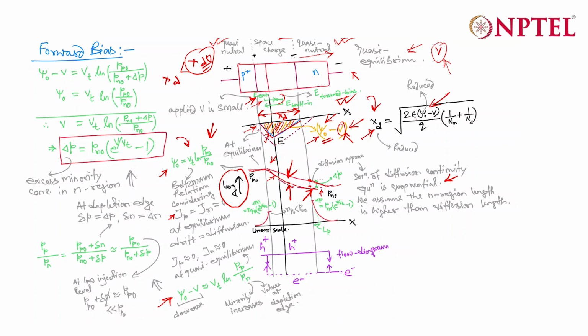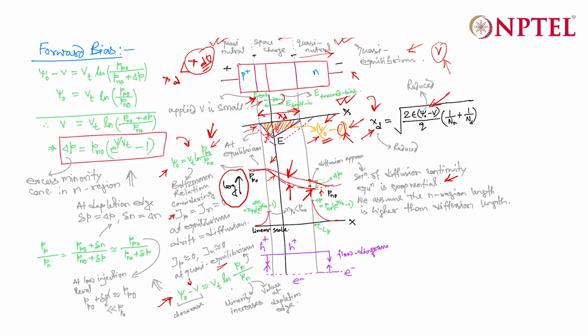Now Pp and Pn are the concentrations under quasi-equilibrium. However, Pp0 and Pn0 are the concentrations under equilibrium, right? So in this case, your Pp will remain the same because this is the majority carrier. And your Pn, that is the minority carrier concentration, will increase. And that is why psi 0 minus V, that is psi 0, has decreased by an amount of V.